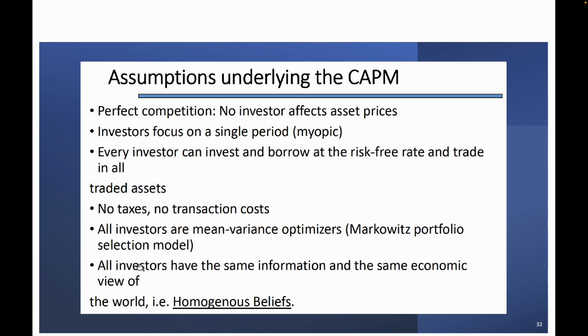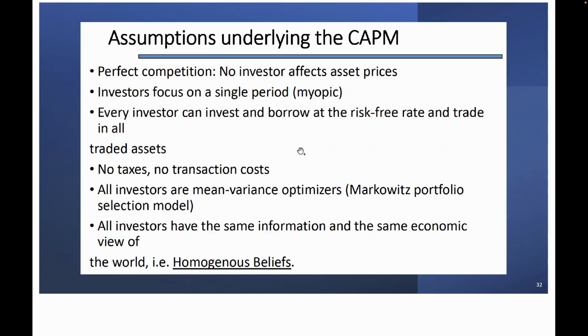Okay, now all investors, every one of you, have the same information and the same economic view of the world. It's called homogeneous expectations, homogeneous beliefs. You also see that's an assumption, right? Because you will have different opinions of the market. But you need that to derive an equilibrium here. You need it, all of us view the world the same. So we agree on expected returns and we agree on the covariance matrix. That's all. And so these are the assumptions.